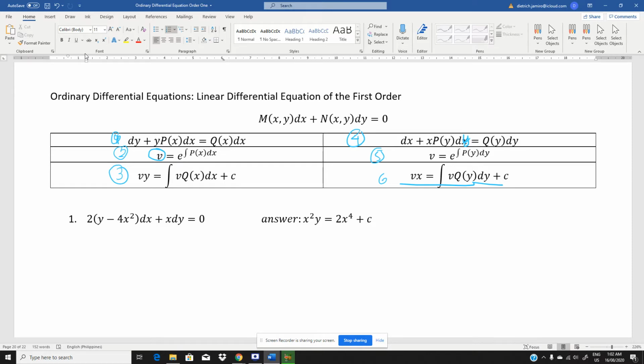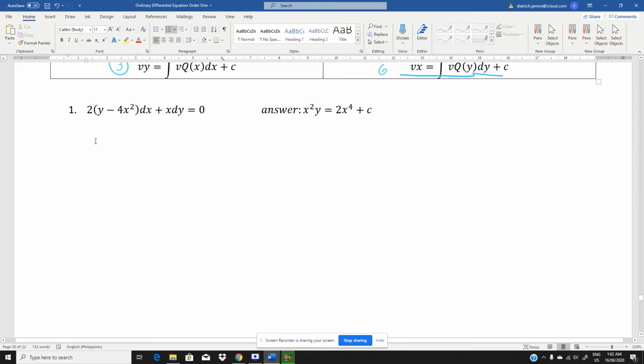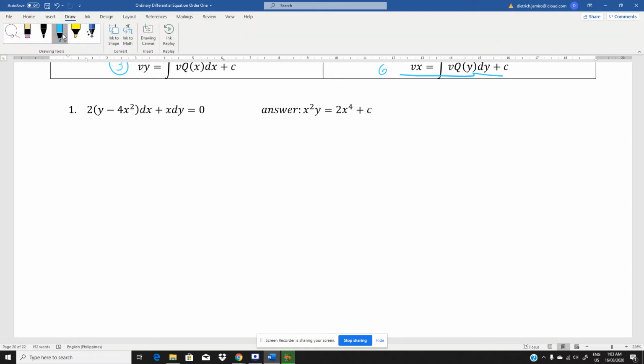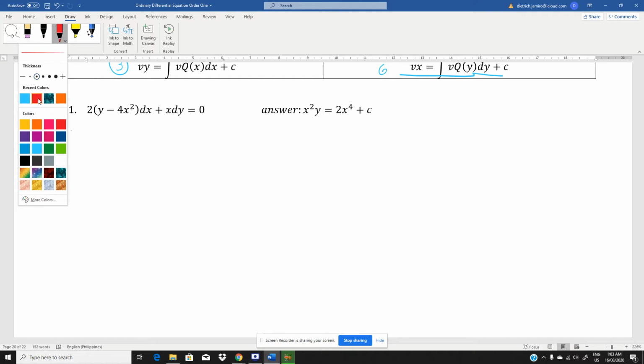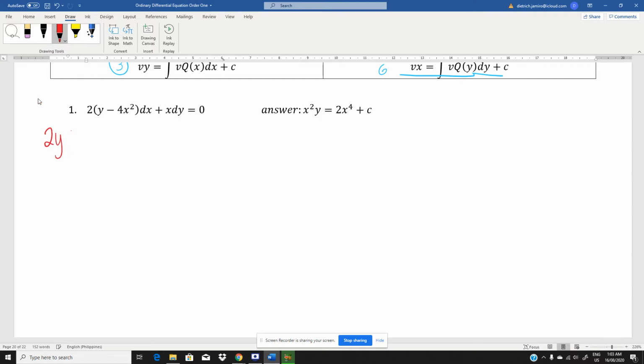So to see this further, let's try example number one. We are given that the quantity 2 times the quantity y minus 4x squared dx plus x dy equals 0. So first, I'll just distribute 2. So we will have 2y minus 8x squared. I'll just distribute dx also, so we will have dx plus x dy equals to 0.